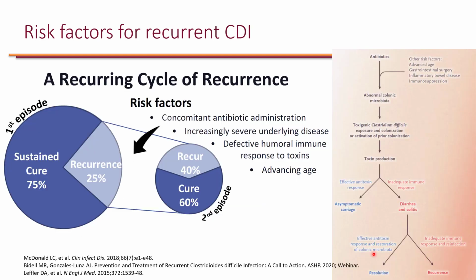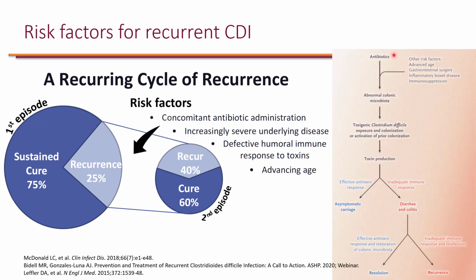Let's talk about risk factors for recurrent C. diff infection. About a quarter of patients will actually have recurrent C. diff infection after the first episode. You will immediately see that risk factors for recurrence basically are the same risk factors as getting the first episode of C. diff infection, such as advanced age and receipt of antibiotics. And the patient's immune system plays a role here.